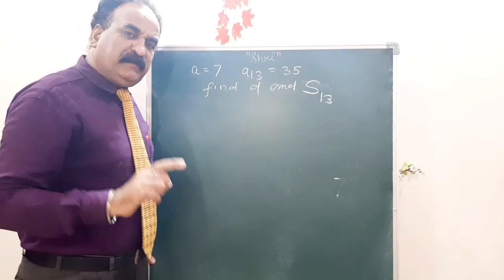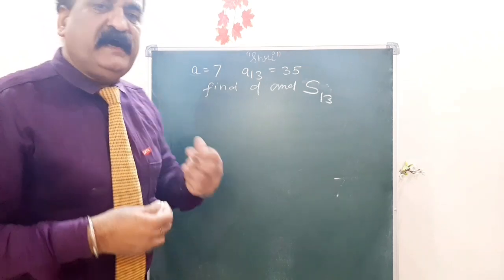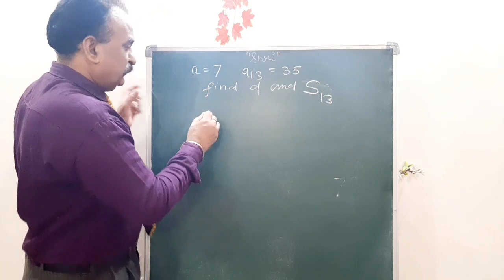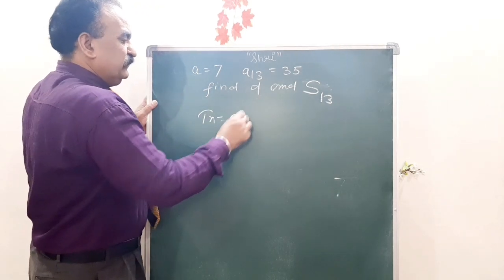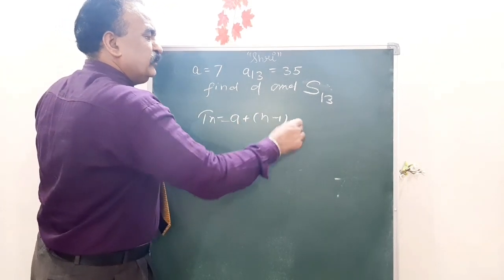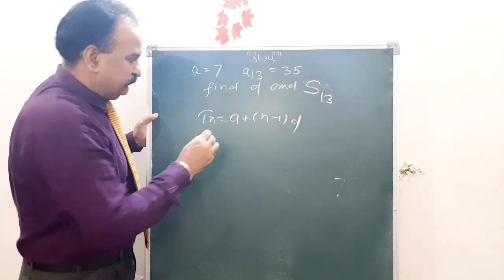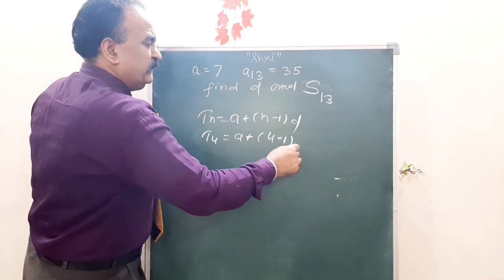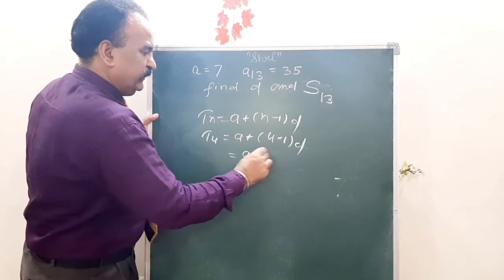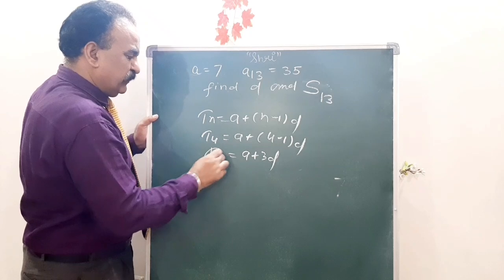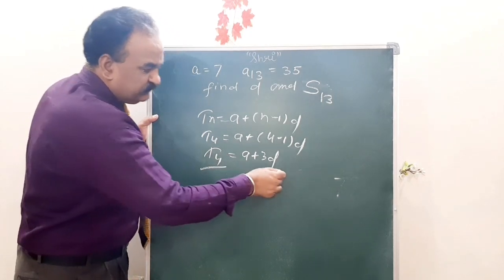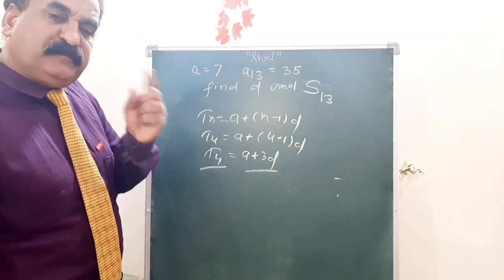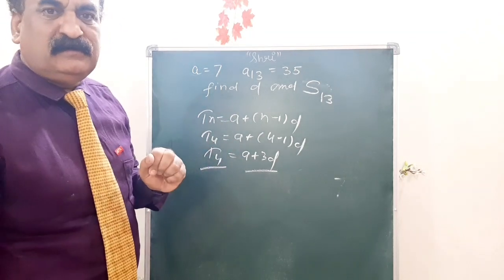Now I have told you in my previous lecture, suppose if you have to find the fourth term, it means you will apply the formula Tn is equal to a plus n minus 1 into d. It means T4 is equal to a plus 4 minus 1 into d. It means it will be a plus 3d. This is your fourth term. Similarly, the fifth term will be a plus 4d.